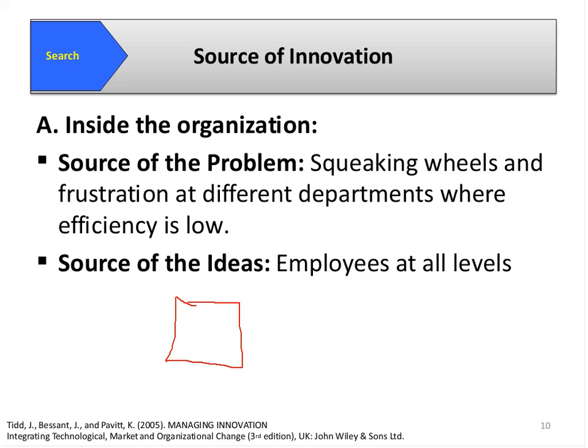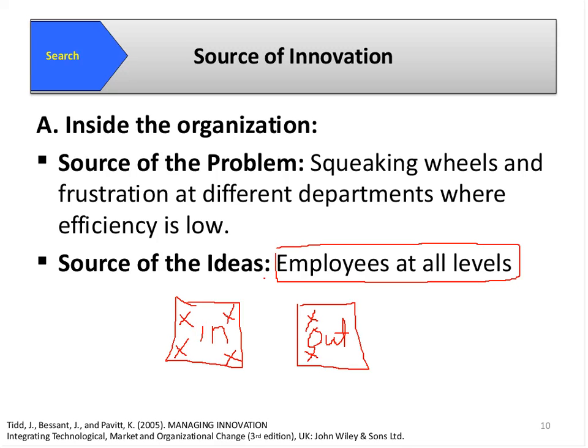and this is the market, this is inside, this is out. Sometimes the problem is here and the solution is here. Sometimes the problem is here and the solution is here. Sometimes the problem is here, the solution is outside. So for the source of the idea, you start with your employees, but you do not stop there. You solve the problems inside the organizations, but that doesn't mean that if there is a problem outside, you should not focus on it. So in the search process, you search both inside and outside.